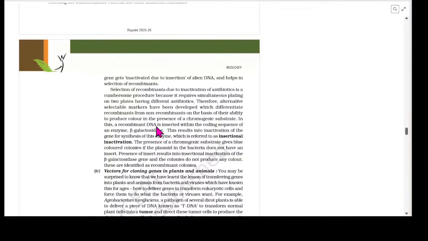In this, a recombinant DNA is inserted within the coding sequence of an enzyme called beta galactosidase. This results in inactivation of the gene for synthesis of this enzyme, which is referred to as insertional inactivation. The presence of a chromogenic substrate gives blue colored colonies if the plasmid in the bacteria does not have an insert. Presence of insert results in insertional inactivation of the beta galactosidase gene and the colonies do not produce any color. These are identified as recombinant colonies.